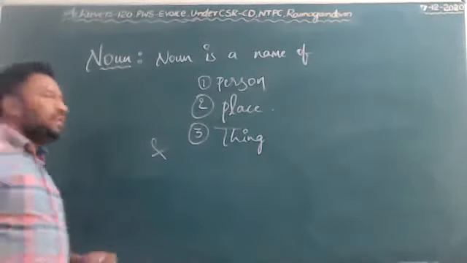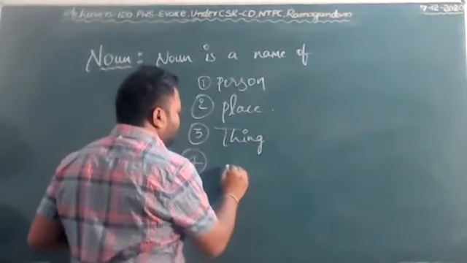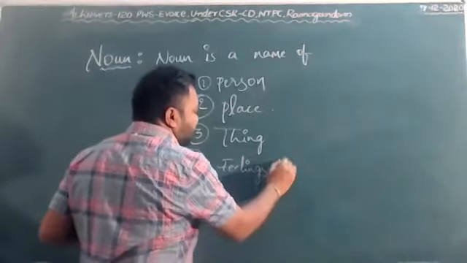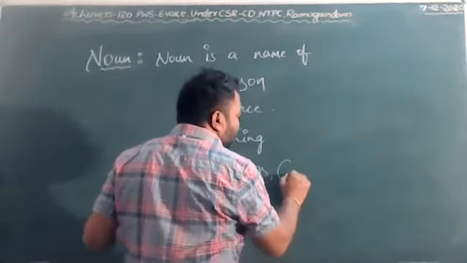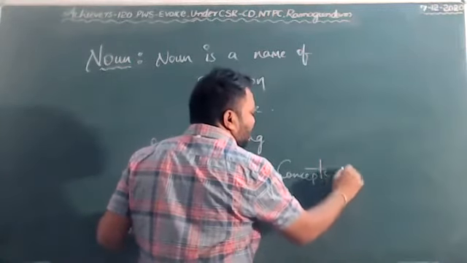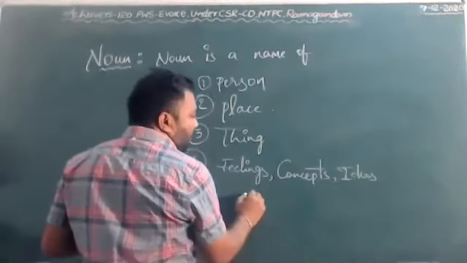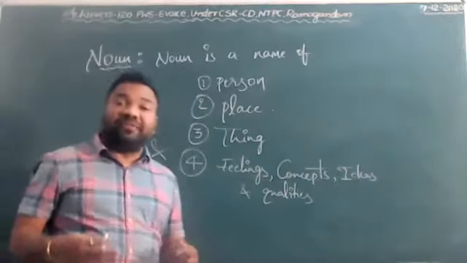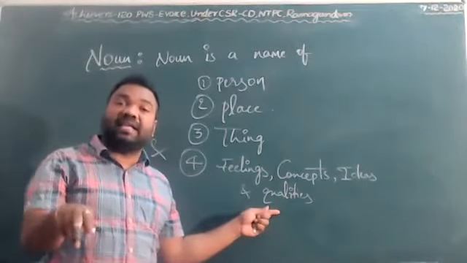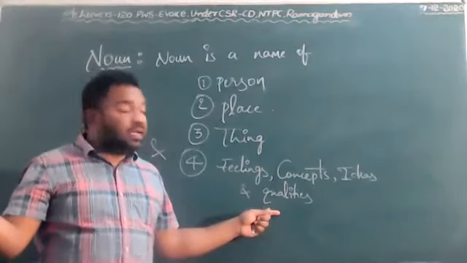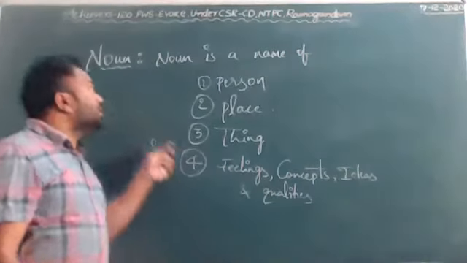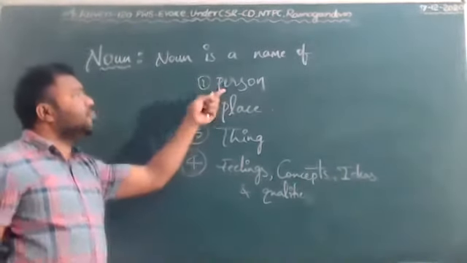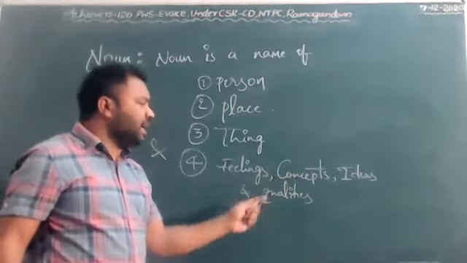and also we have feelings, concepts, ideas, and even names of qualities. Don't get confused. I am saying here names of qualities, I'm not saying the quality. Qualities are adjectives. Here, I'm talking about the names of qualities. So students, listen, this is the original form of the definition of noun. Noun is a name of a person, place, thing, feelings, concepts, ideas, qualities.